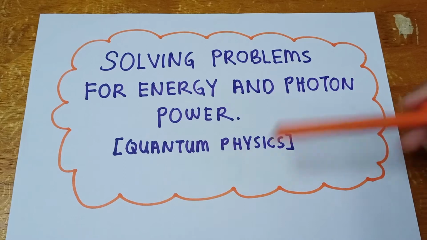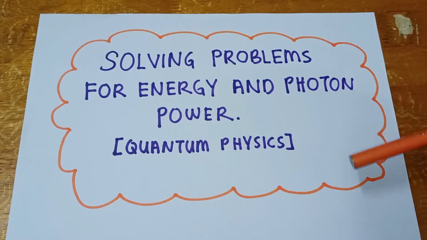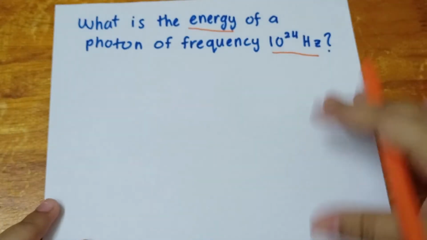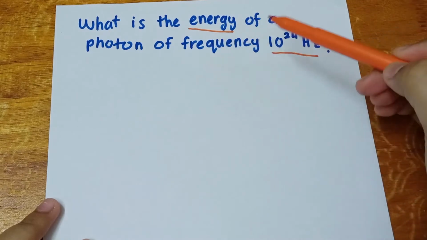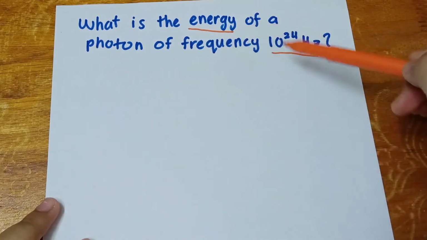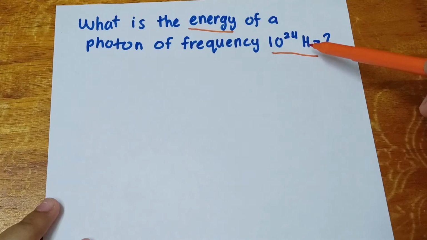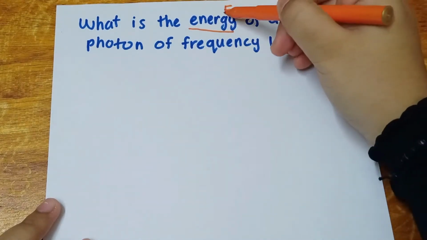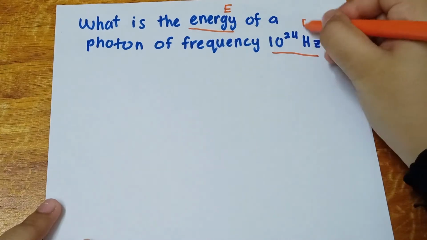So today we are going to discuss four questions on solving problems for energy and photon powers in quantum physics, and how to solve them. So let's go. This is question 1. It says, what is the energy of a photon of frequency 10^24 Hz? Okay, so we need to find the energy. We are given the frequency.